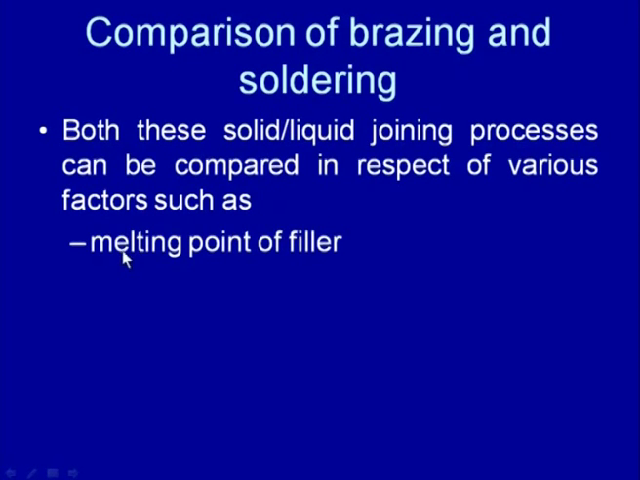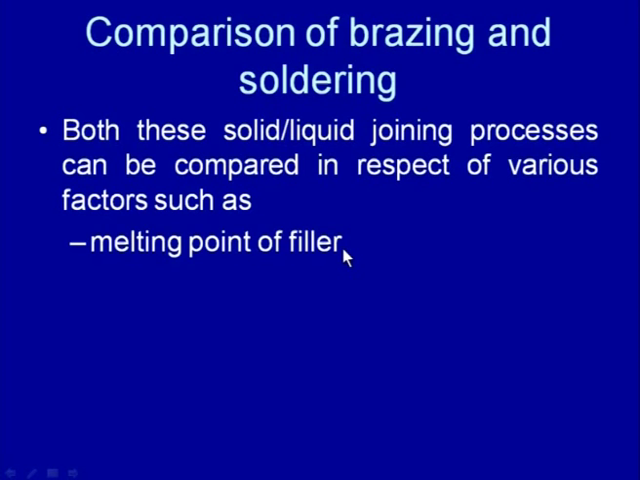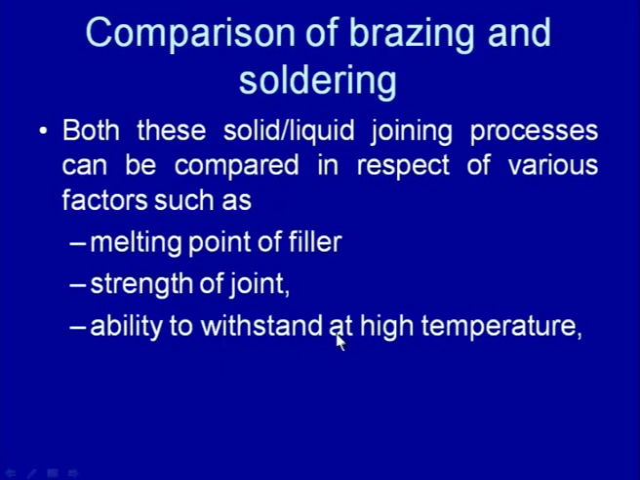But these processes are different in many ways. The first is the melting point of the filler material. Normally the brazing material has a liquidus temperature, that is the complete melting point of the filler material, greater than 450 degrees centigrade, while in soldering the filler material melts below 450 degrees centigrade. The strength of the joint in general is better in brazing than in solder joints, and so is the ability to withstand high temperature. Braze joints can withstand higher temperatures than solder joints can.